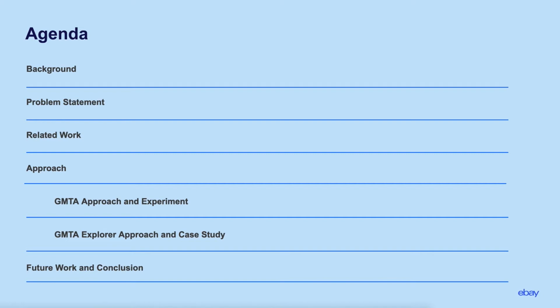Here's the agenda of this presentation. We will go over the background, problem statement, related work, then start the approach introduction. The approach is divided into two parts. The first part is GMTA, which aggregates, analyzes, and stores the trace data, and at the same time provides accurate interfaces. The GMTA Explorer implements trace data visualization and comparison, and is used for different scenarios. We will also introduce their validation respectively. At last is the future work and conclusion.